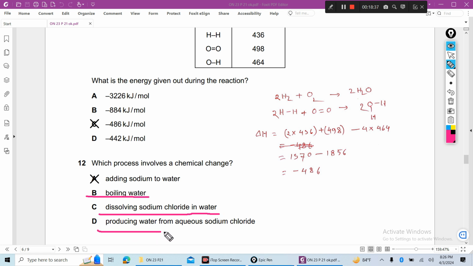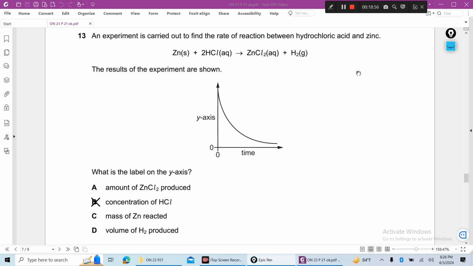Producing water from aqueous sodium chloride, this is distillation, this is not chemical reaction, physical change. Now next, number 13, an experiment is carried out to find the rate of reaction between hydrochloric acid and zinc.